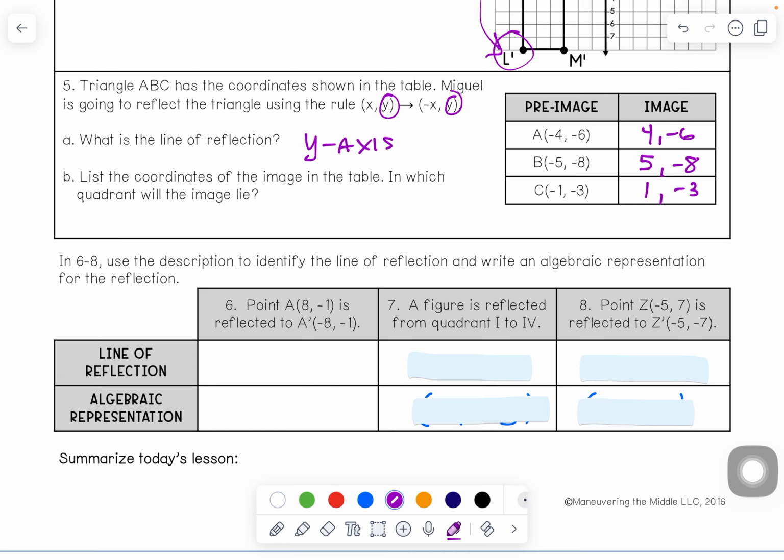Now look at the next one here, the point (negative 5, 7) reflected to the point (negative 5, negative 7). So what didn't change? X didn't change. So the x-axis is the mirror line. So I go x, negative y again.